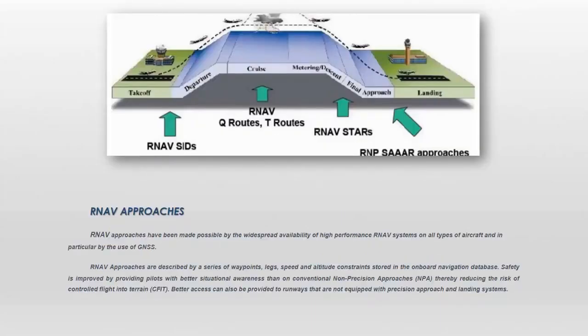RNAV approaches have been made possible by the widespread availability of high-performance RNAV systems on all types of aircraft and in particular by the use of GNSS. RNAV approaches are described by a series of waypoints, legs, speed and altitude constraints stored in the onboard navigation database. Safety is improved by providing pilots with better situational awareness than conventional non-precision approaches, thereby reducing the risk of controlled flight into terrain. Better access can also be provided to runways that are not equipped with precision approach and landing systems.